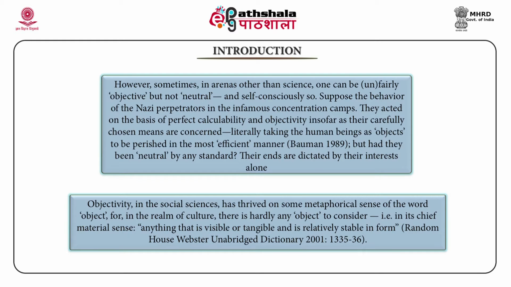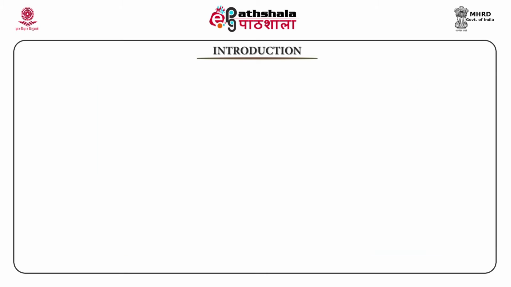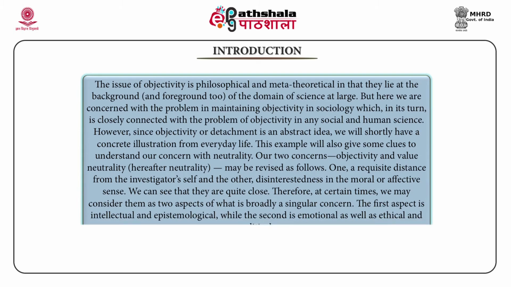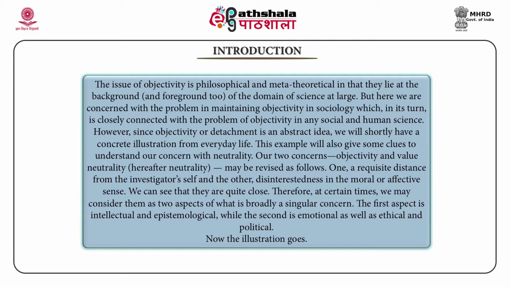For in the realm of culture, there is hardly an object to consider, that is, in its chief material sense, anything that is visible or tangible and is relatively stable in form. I quoted from Random House Webster's Unabridged Dictionary. The issue of objectivity is philosophical and meta-theoretical in that it lies at the background and foreground of the domain of science at large. But here we are concerned with the problem in maintaining objectivity in sociology, which in its turn is closely connected with the problem of objectivity in any social and human science.